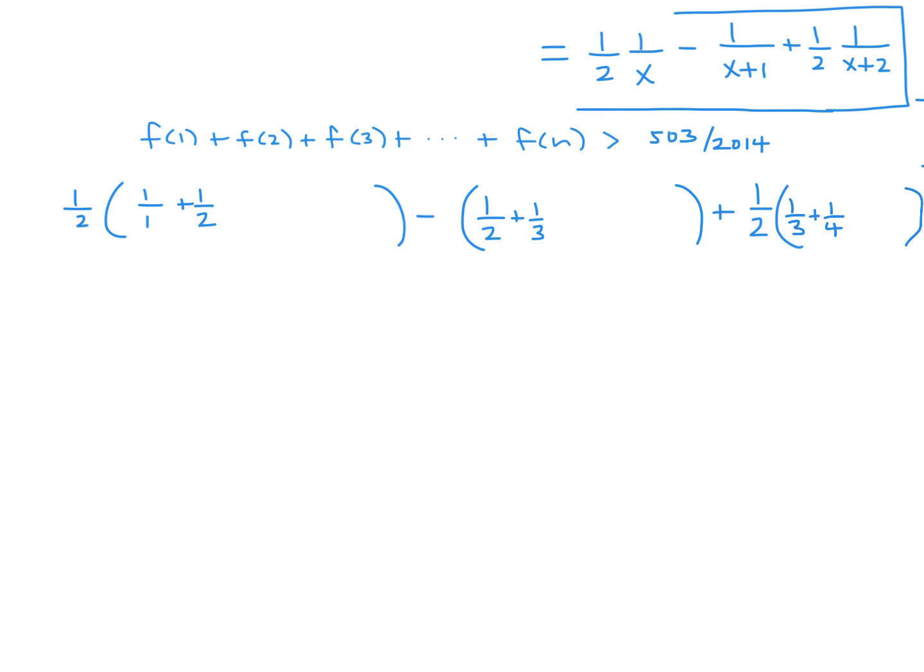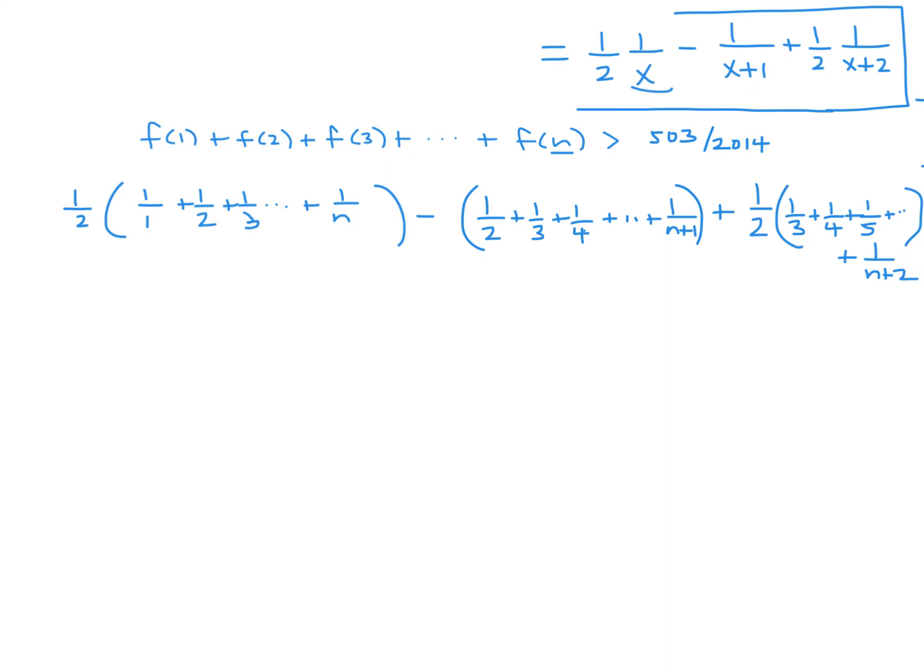For 3, it would be 1 over 3. This guy here would be 1 over 4. And then this one would be 1 over 5. And then you just keep going. And then eventually, dot, dot, dot, you would get to this n. So that would just be 1 over n. And similarly, this would be dot, dot, dot, 1 over n plus 1. And then this one, dot, dot, dot, would be 1 over n plus 2. Okay, so I hope that made sense.